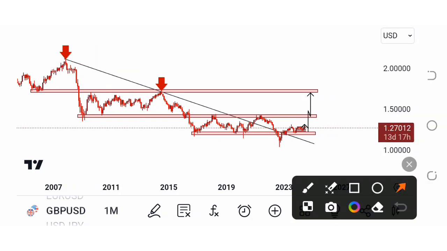Another reason is at the moment the market is trading above this particular area of interest, which is a support.